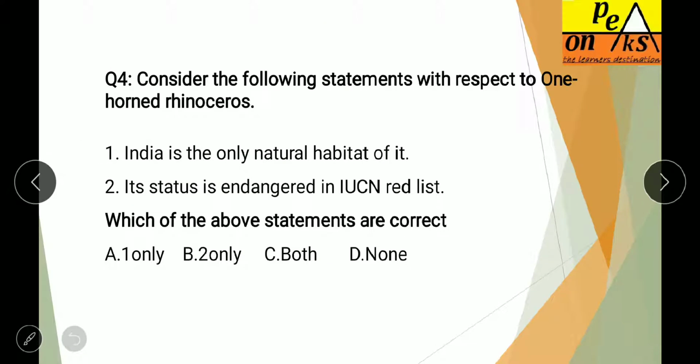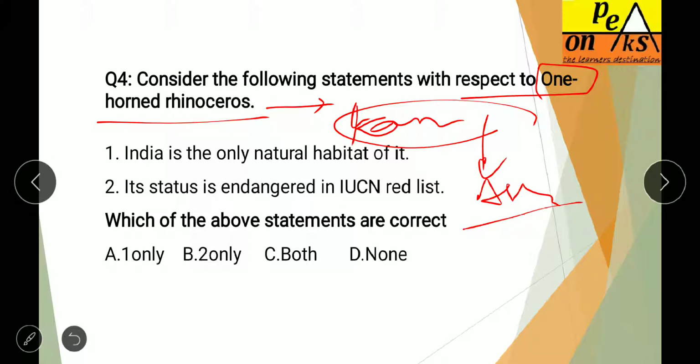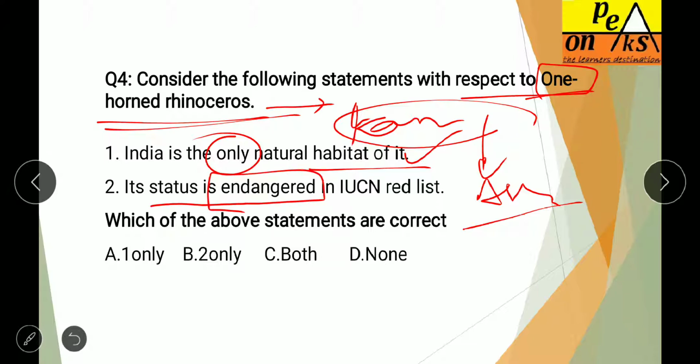Next question: consider the following statements with respect to the one-horn rhinos. The one-horn rhino was in the news with respect to the Kaziranga National Park floods, that means the Assam floods. Statement 1: India is the only natural habitat of the one-horn rhinoceros. Statement 2: its status is endangered in the IUCN Red List. Which of the above statements are correct? Option A, 1 only; option B, 2 only; option C, both; option D, none.